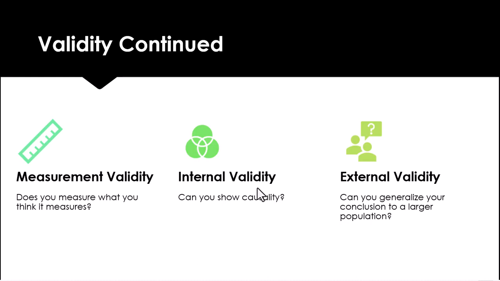There are other types of validity that we will be getting into in the coming weeks. For this week, we're going to be focusing on measurement validity. How well does our measure measure what we think it measures? But we also have internal validity, which is our ability to show a causal relationship. And we have external validity. How well can we generalize or extend the results of our study to that larger population? Again, we don't need to get into internal and external validity too much in this video. For now, we're going to be focusing on measurement validity.